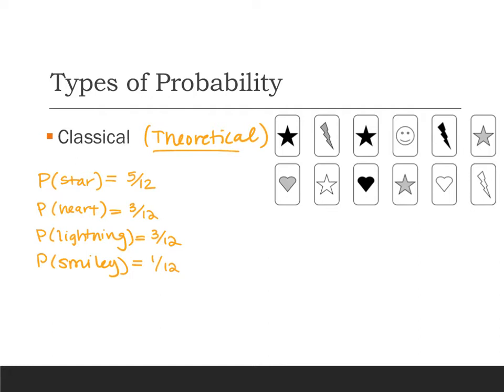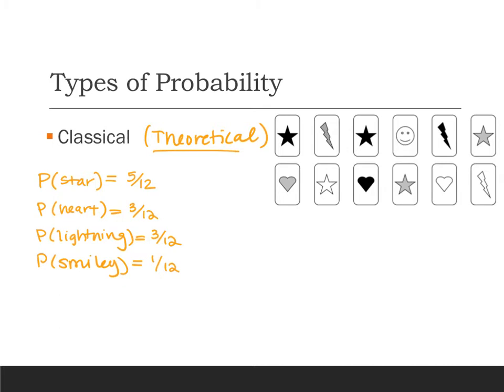When I add these up, 5 plus 3 is 8. 8 plus 3 is 11. 11 plus 1 is 12. 12 over 12 is 1. So both my rules of probability work. I do have all my probabilities. These are not equally likely. 5 out of 12 is not the same as 3 out of 12. Now, heart and lightning are. But then 1 out of 12, that one's not equal either.